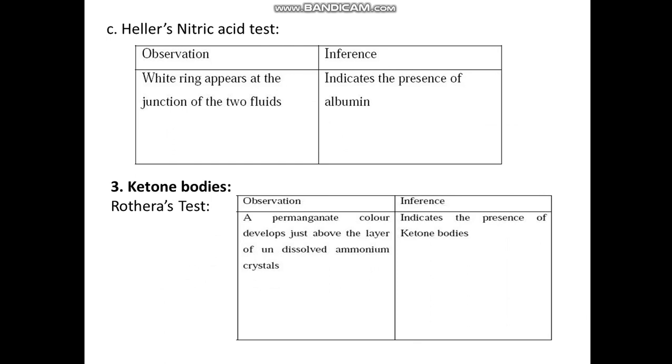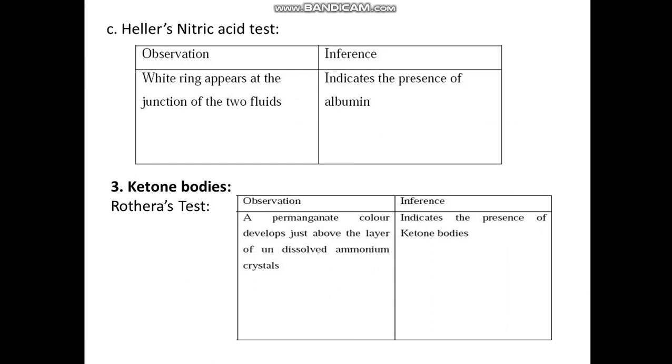And for albumin, one more test is there, Heller's nitric acid test. The observation you can get is a white ring that appears at the junction of two fluids, because the reagent and the sample will be in two different parts in the test tube. So one ring will appear at the junction of two fluids. This will indicate the presence of albumin.